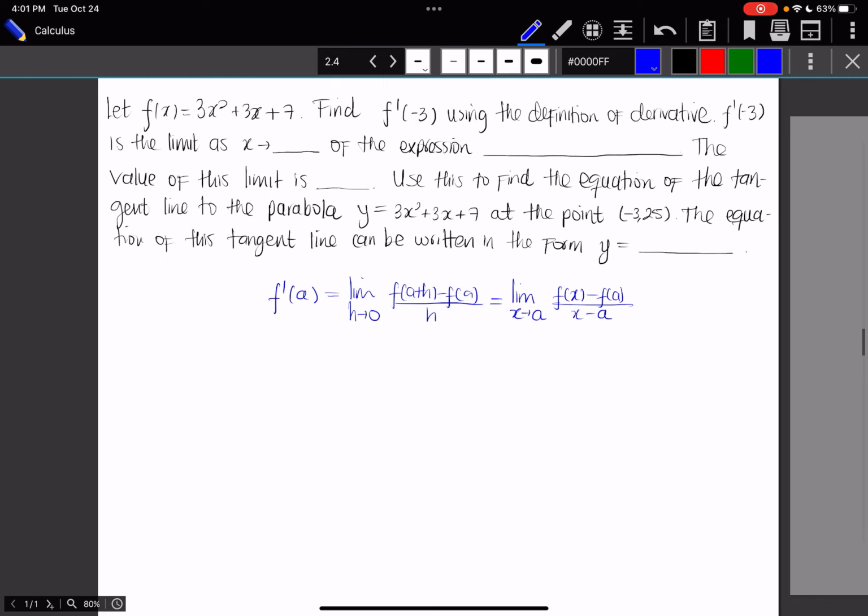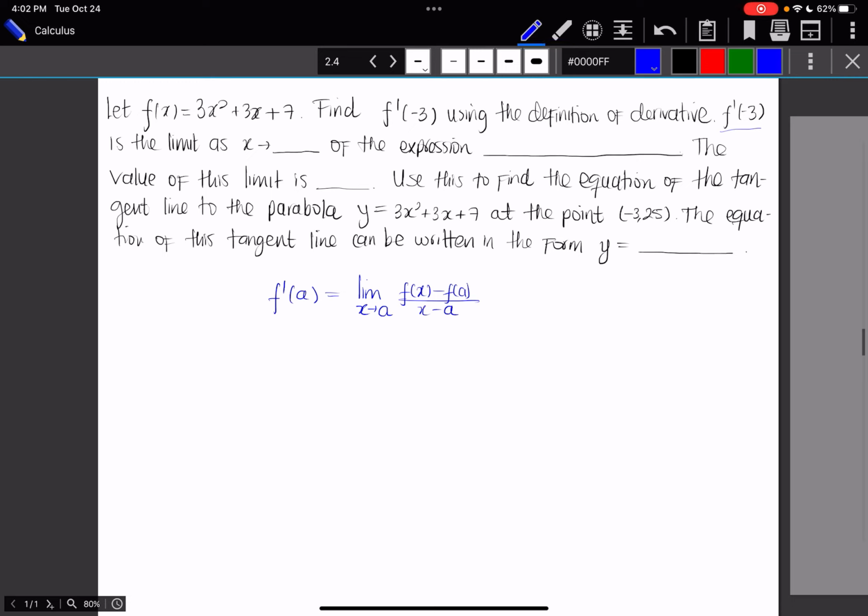Because we have here f prime of -3 is the limit as x goes to something of some expression, we need to use the definition in which we take the limit as x goes to a of f of x minus f of a over x minus a. Between the two definitions, we like this one more for this particular problem, just because we see that we need to use the limit as x goes to something of a certain expression.